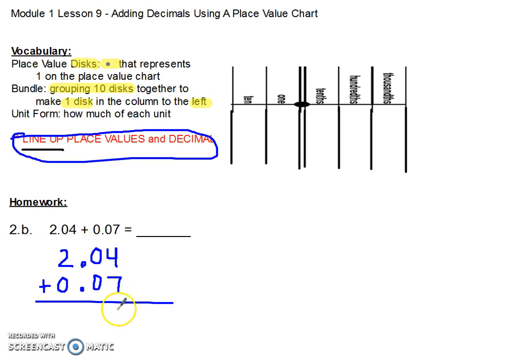4 plus 7 is 11, so I leave the 1 and carry the 10. 1 plus 0 is 1. Drop down my decimal, and then 2 plus 0 is 2. So the answer to 2.04 plus 0.07 is 2.07.